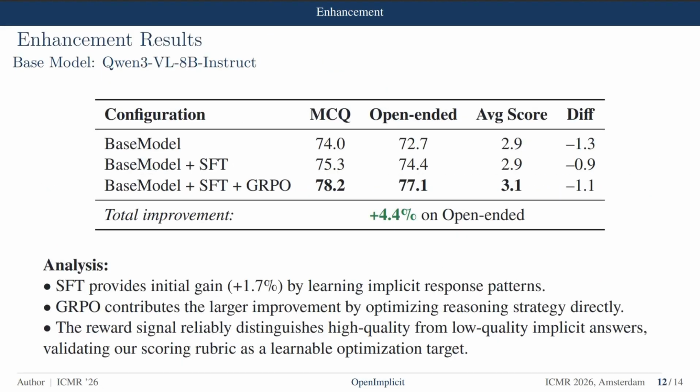Starting from Qwen 3VL 8B Instruct as the base model, SFT improves performance by 1.7%. Adding GRPO further boosts performance by a total of 4.4% over the baseline, with MCQ accuracy reaching 78.2% and open-ended accuracy reaching 77.1%. This demonstrates that our open-ended evaluation not only provides more faithful measurement, but also serves as an effective optimization target for improving implicit reasoning.